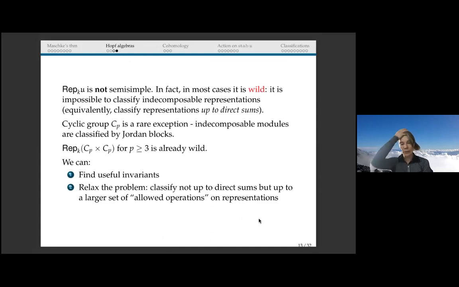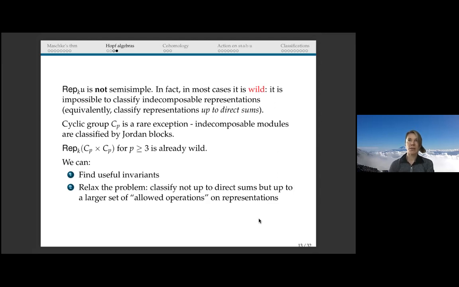So what does one do? Well, one can try to find useful invariants to put representations at least into some sort of reasonable groups. And related to this, one can try to relax the problem. Maybe we are asking too much. There are too many representations up to direct sums, so maybe we shouldn't be looking at them up to direct sums. Maybe we should be looking at them up to other operations.